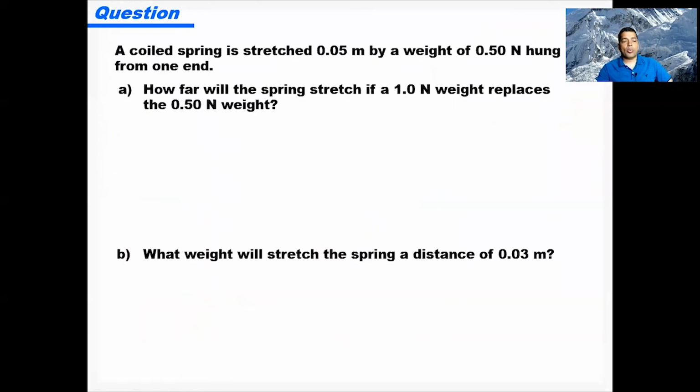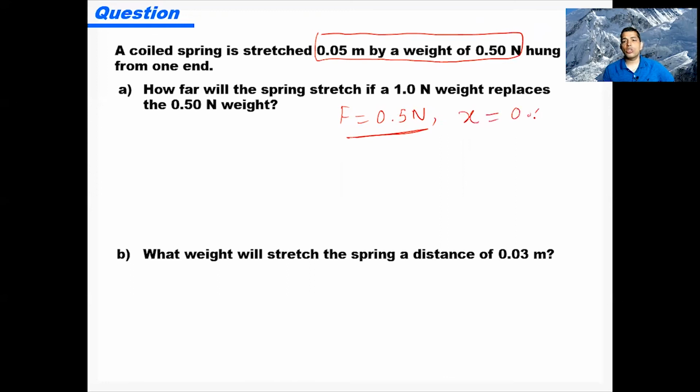Okay, let's do a problem here. A coiled spring is stretched 0.05 meter by a weight of 0.5 Newton hung from one end. So now you need to find how far will the spring stretch if a 1 Newton force replaces the 0.5 Newton weight. First of all, you need to find the spring constant. Based on this data, can you find the spring constant? Your force is 0.5 Newton, and your elongation due to this force is x equals 0.05 meter.